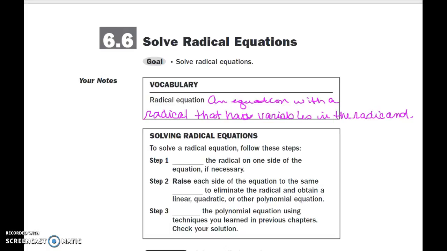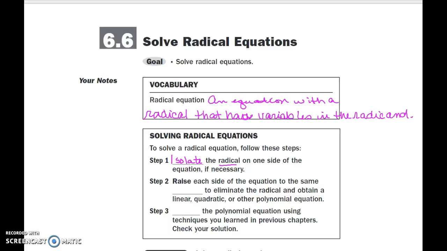So to solve a radical equation, we follow these steps. First, isolate the radical on one side of the equation. So if you've got something like a k value that's outside of the radical that you need to subtract or add, you do that first. Then if you need to divide an a value that's on the outside of the radical, you do that next. So you want to get the radical by itself, and of course we'll be practicing that.